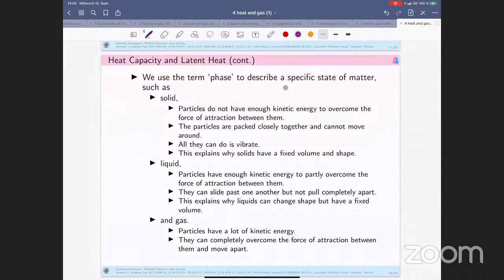Actually there are not only solid, liquid and gas; there are also other phases, like plasma, which is quite rare for us to see.